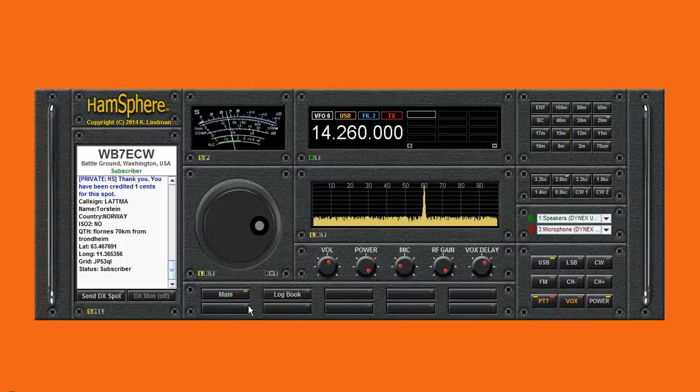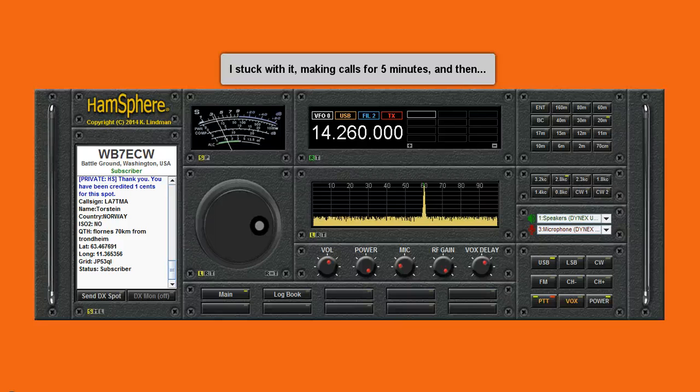Hello CQ, CQ, CQ, CQ 20 meters. This is Whiskey Bravo 7, Echo Charlie Whiskey. WB7ECW calling CQ. This is Whiskey Bravo 7, Echo Charlie Whiskey. WB7ECW, State of Washington, West Coast of the United States, calling CQ and listening.